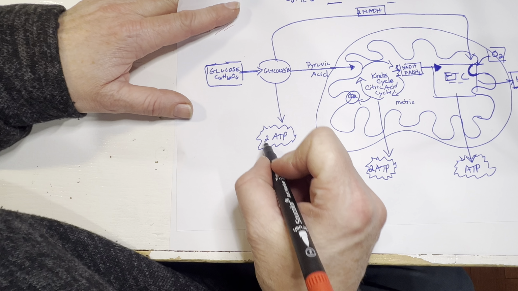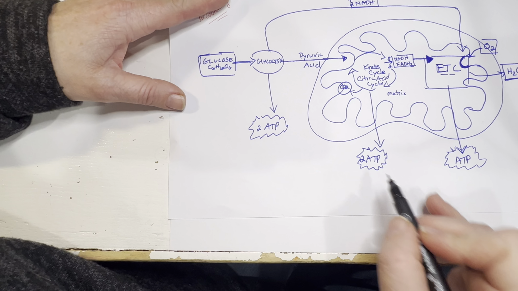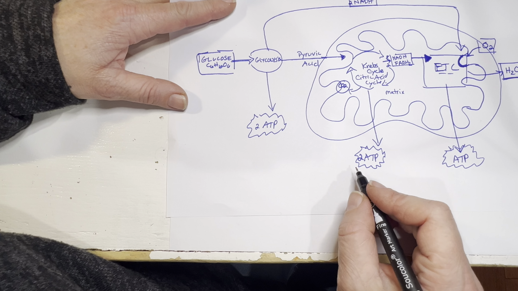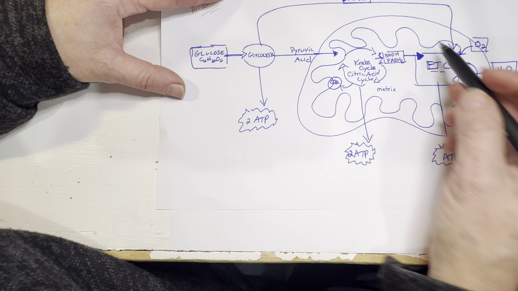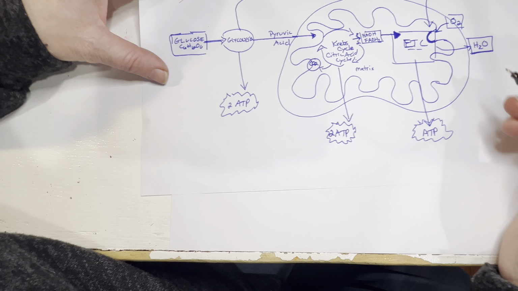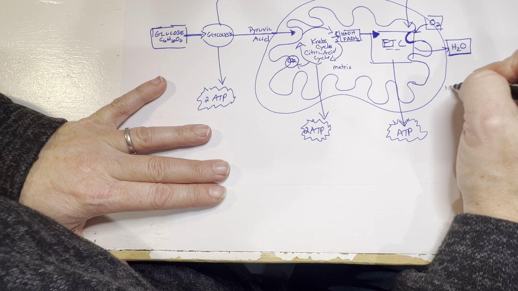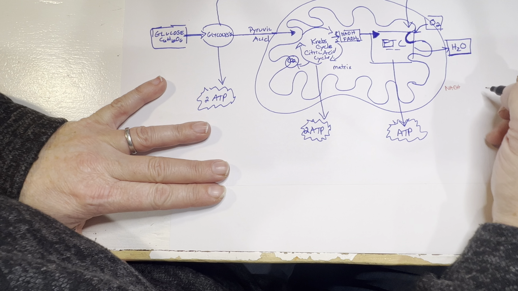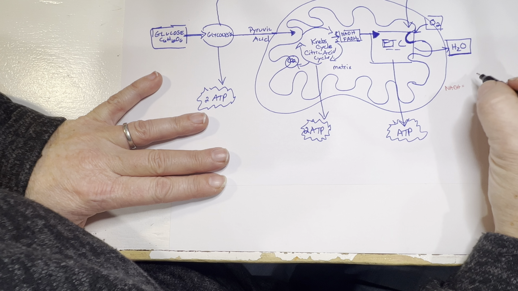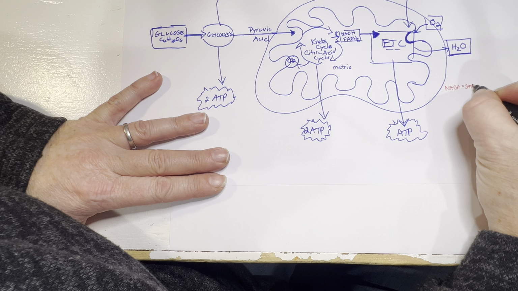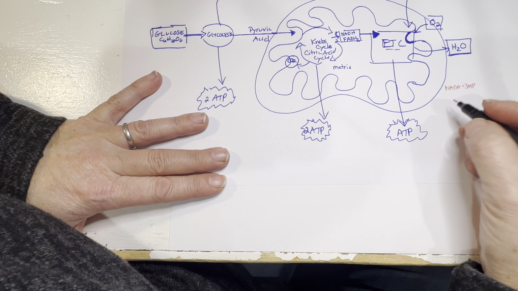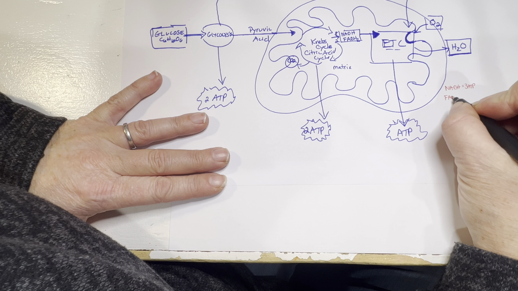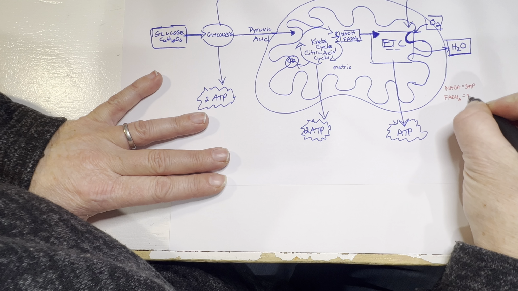So we have made 2 ATP in glycolysis. We've made 2 ATP in the Krebs cycle. We sent a lot of electron carriers over here. And it turns out that for every NADH that goes through and drops off its electrons, you make 3 ATP in the electron transport chain. And for every FADH2, you're going to make 2 ATP.